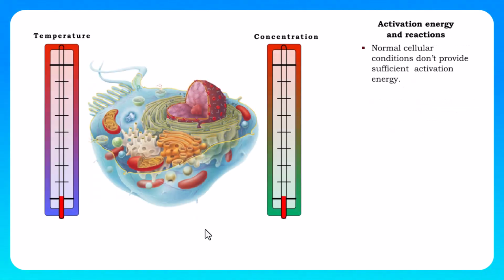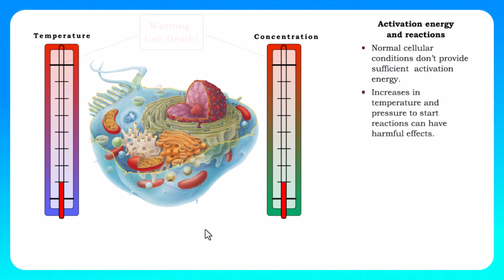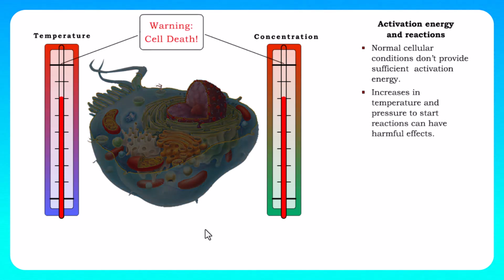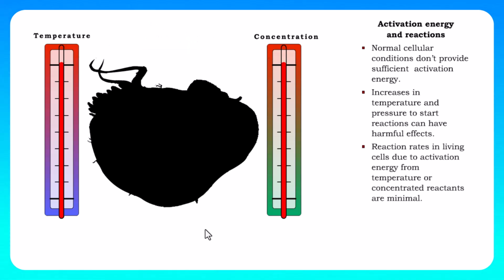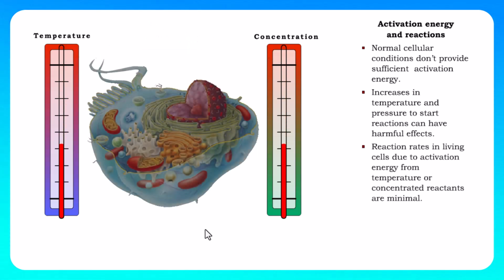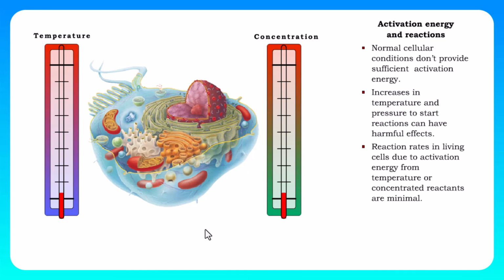In a living cell, normal temperatures and pressure from concentrated reactants are too low to provide the activation energy needed to break strong covalent bonds. Increases in temperature or pressure are not consistent with cellular homeostasis and can lead to cell damage or death. As a result, changes in these factors within a cell are small and reaction rates are only slightly accelerated.